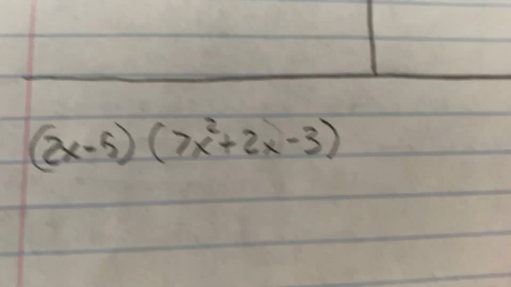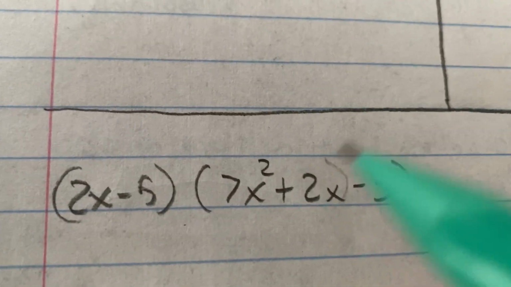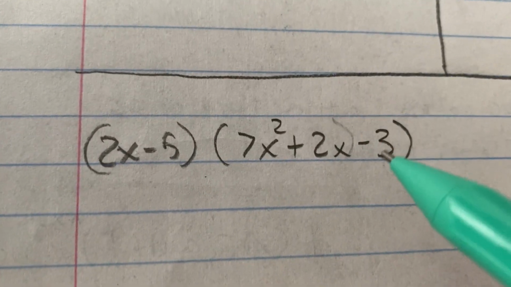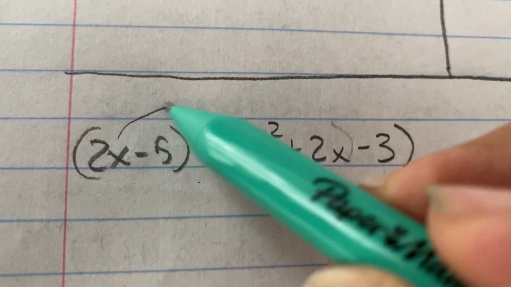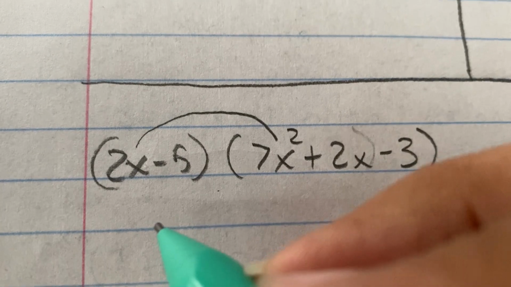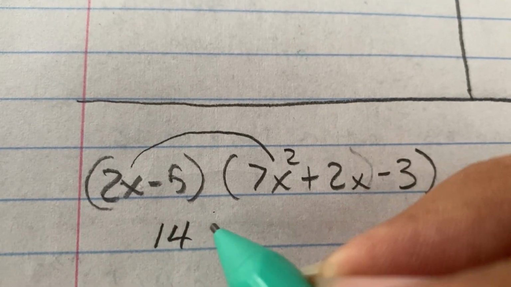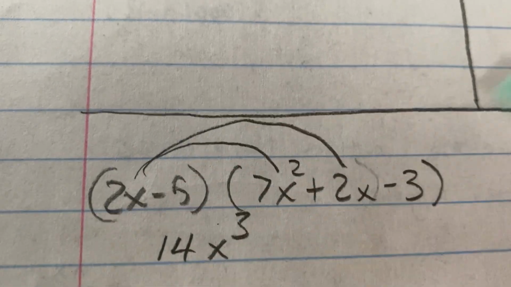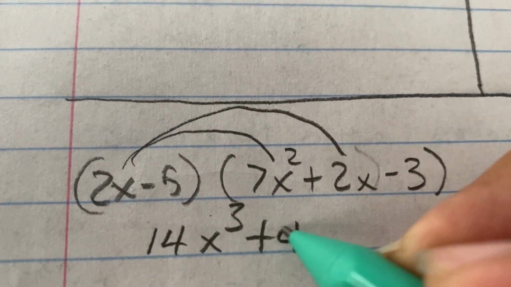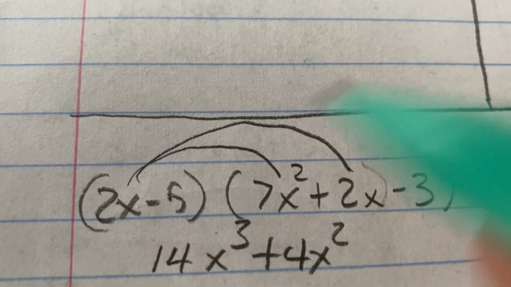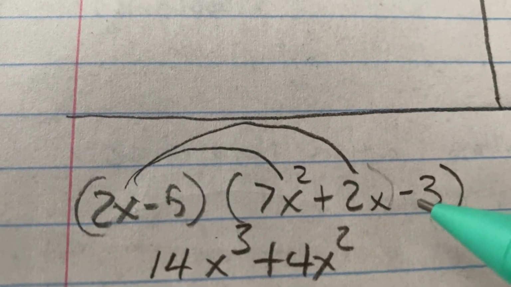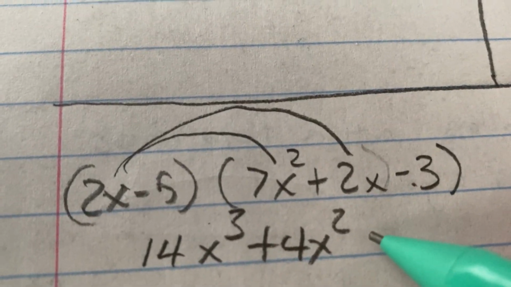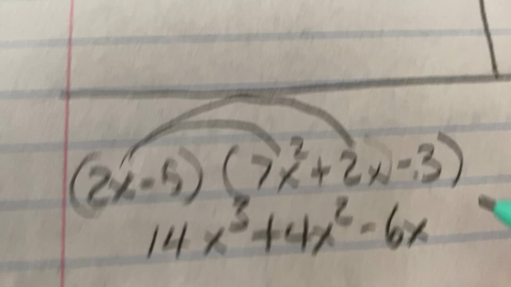All right, here we go. So now we're going to multiply a binomial with a trinomial. So it's going to be 2x times 7x squared, causing it to be 14x to the third. 2x times 2x, that's going to make 4x squared. 2x times negative 3 is going to be negative 6x.